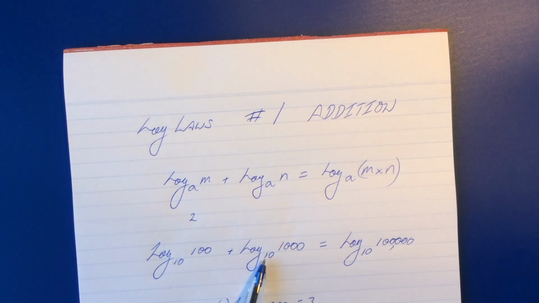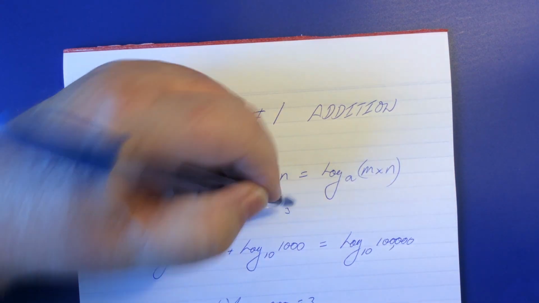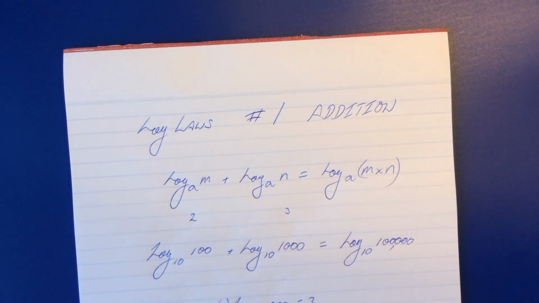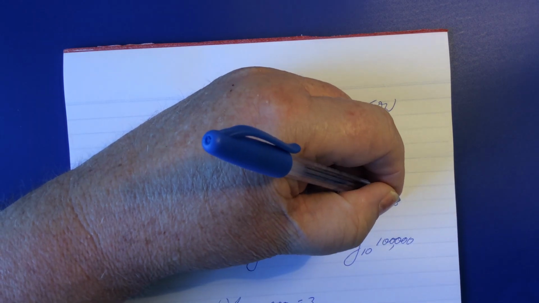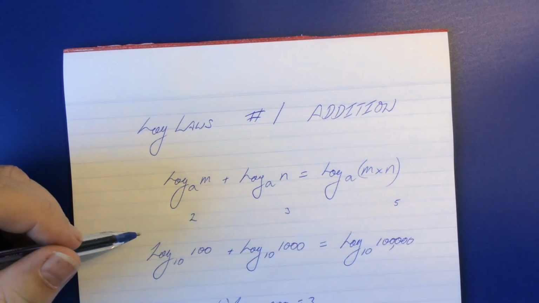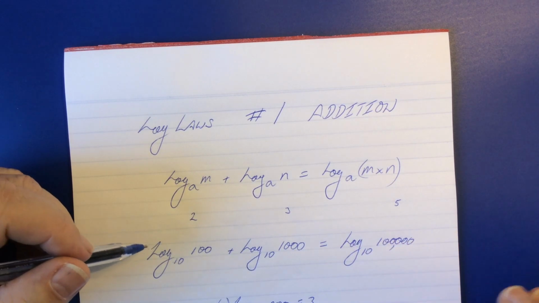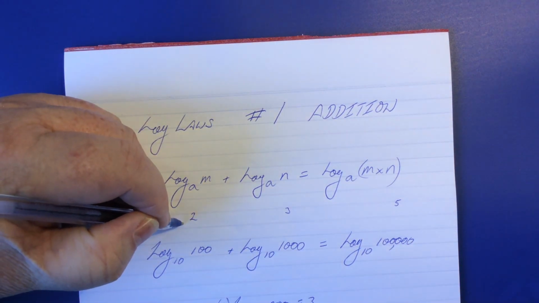The log of 1,000 in base 10 is 3, and I'll do the same here. We'll come back to these little numbers in a minute. But this is the equivalent, because these bases are the same, of writing a single expression log 10 of 100,000. Now, we happen to know that 10 to the power of 5 gives us 100,000. Okay. Now, this is where these little numbers come in, just to remind us of what we're doing.